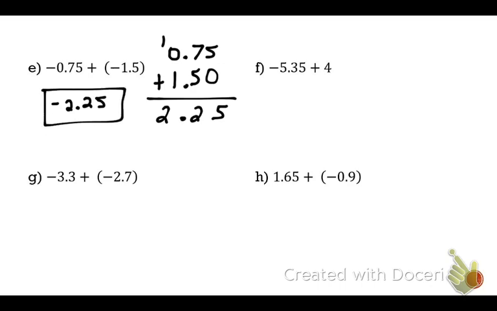Let's go on to the next one. Brody, problem F to the right. Every number has a sign and that sign is directly in front of that number. Are these the same sign or a different sign? Different sign. This is a negative, this is a positive. What do I do if they have different signs? Subtract and keep. Good job.